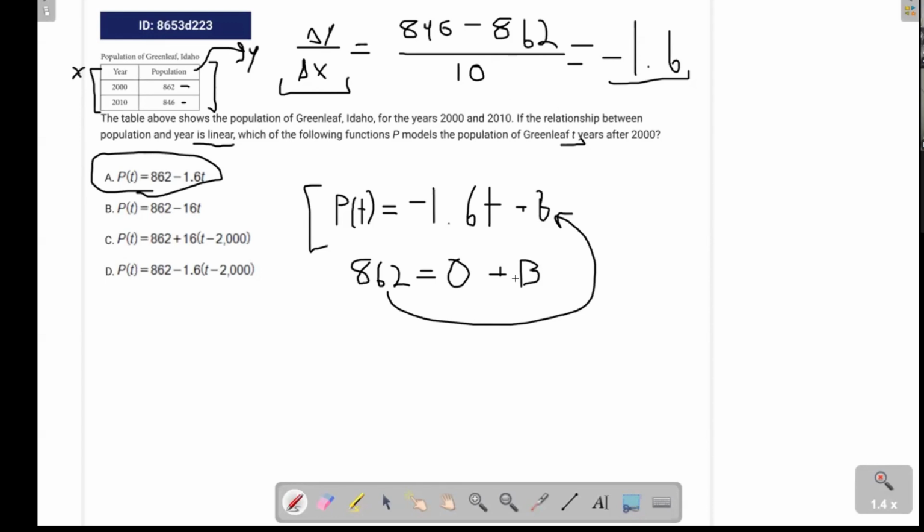But this b value is our y-intercept that we don't know of. And how you're going to figure it out is using this chart, you're going to plug in values again. For our t values, we're going to plug in our year 2000, which is at t equals 0 since it's years after. So that means that's going to be equal to 0. And our P of t at 2000 is 862. And that's going to be equal to our b. So then you plug 862 back into this b value right here. And you'll see P of t is then 862 minus 1.6t.